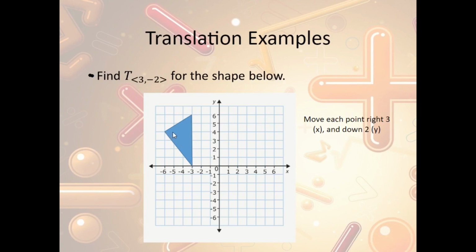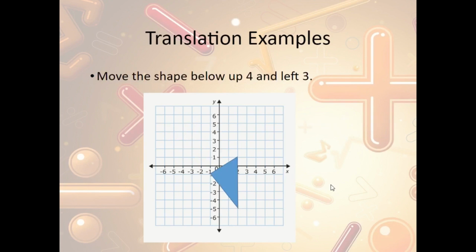So we slide to the right, 1, 2, 3, and then down 2, 1, 2, and plot that point. Then we do it for this one, to the right 3, 1, 2, 3, down 1, 2, and plot that one. Then this one, to the right, 1, 2, 3, and down 1, 2, right there. And notice when I create my triangle, I should end up with 2 triangles that are exactly the same, just slid over and down.